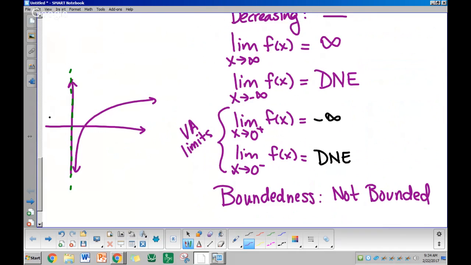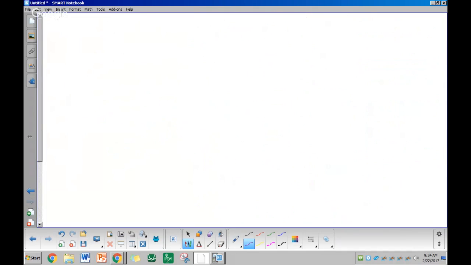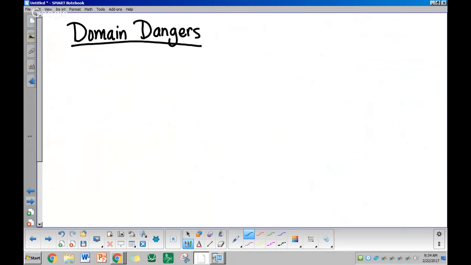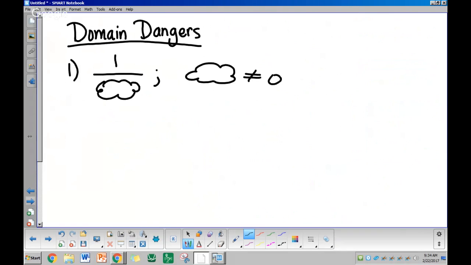So what we've done now is we've kind of added a domain danger, because this has got a restricted domain, doesn't it? So let's talk about those domain dangers. That's what you call them. I'm adopting his word. Or I call them gotchas. So the first one is 1 over something, right? What has to be true here? The something can't be equal to 0.